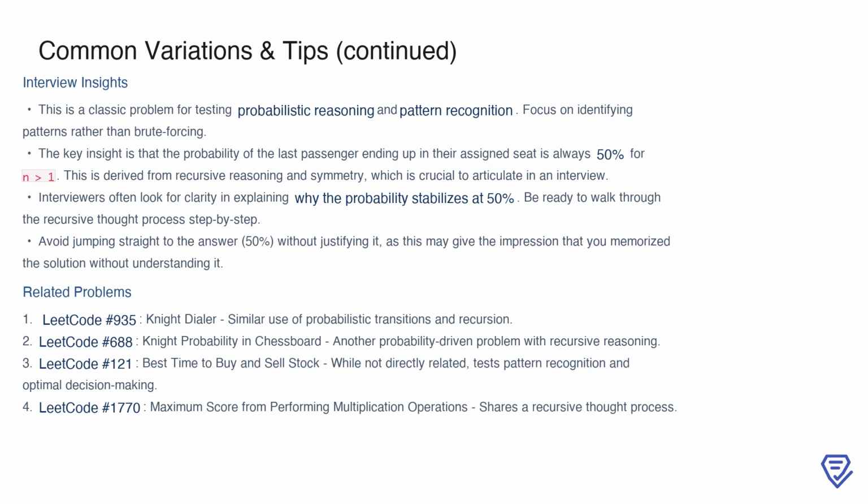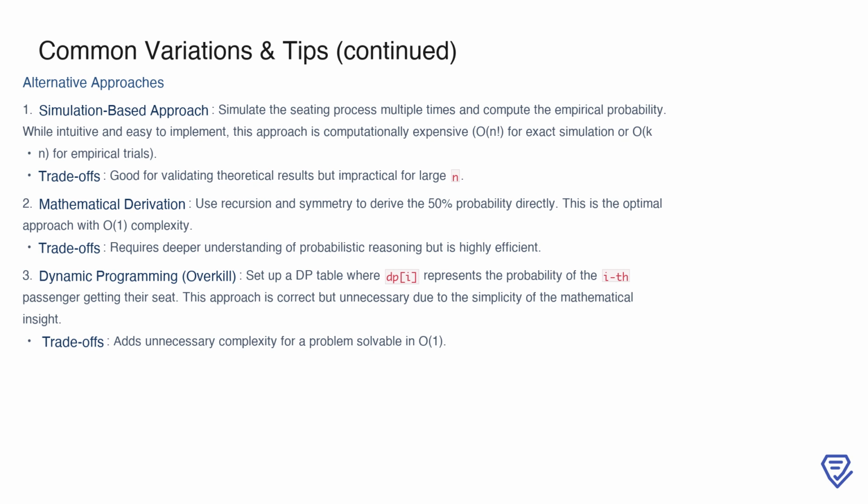If you're looking for related problems to practice, consider LeetCode number 935, Knight Dialer, or LeetCode number 688, Knight Probability in Chessboard. Both involve probabilistic transitions and recursion. Additionally, while LeetCode number 121, Best Time to Buy and Sell Stock, isn't directly related, it tests similar skills in recognizing patterns and making optimal decisions. For a more challenging problem with recursive reasoning, you can check out LeetCode number 1770, Maximum Score from Performing Multiplication Operations.